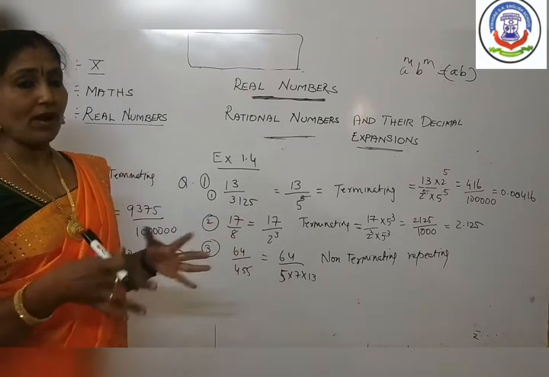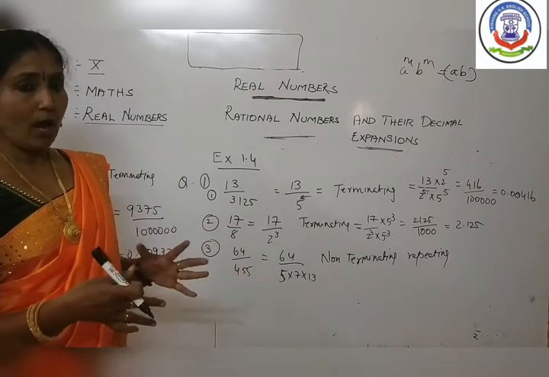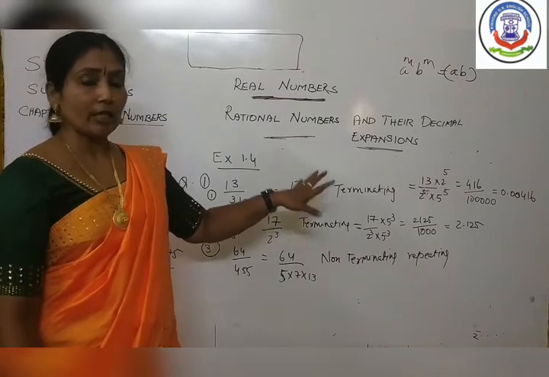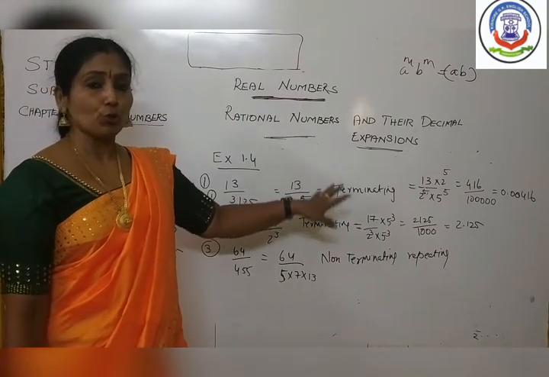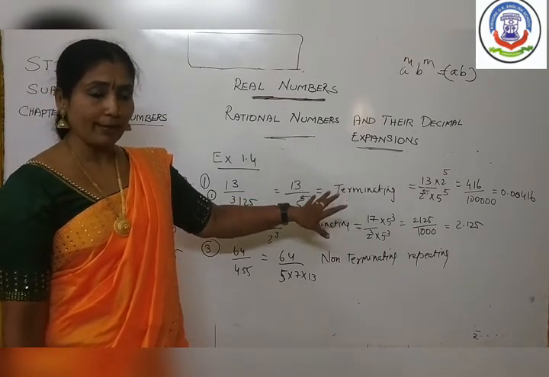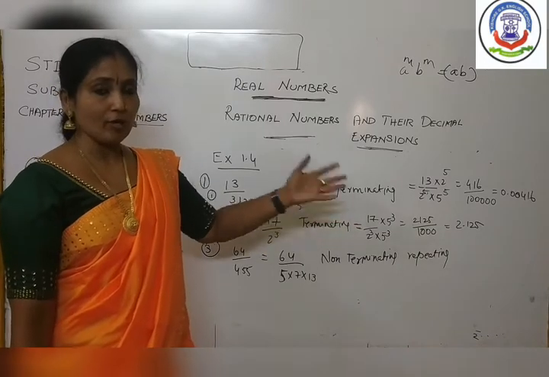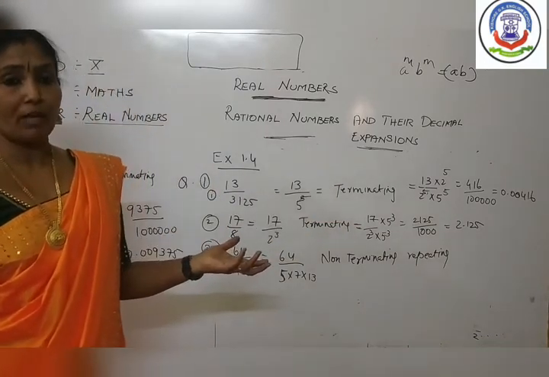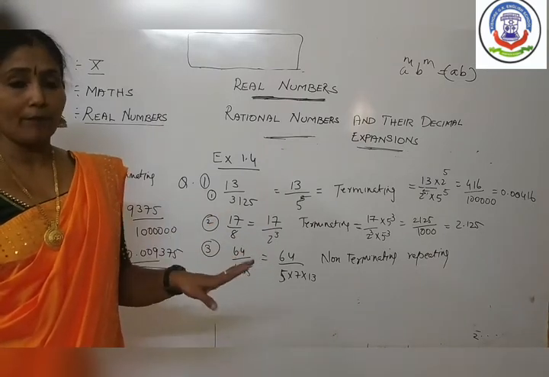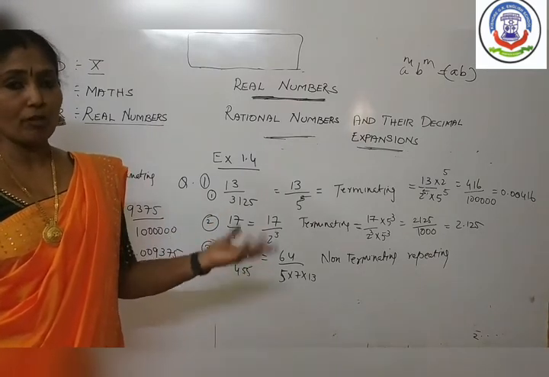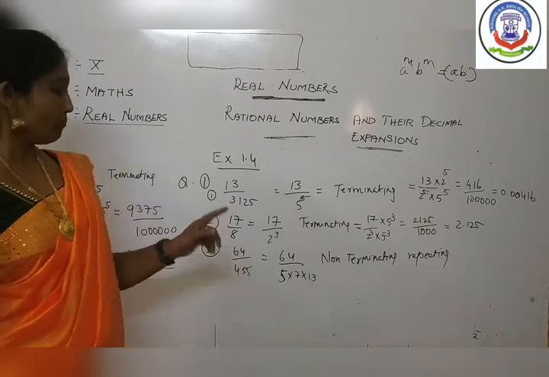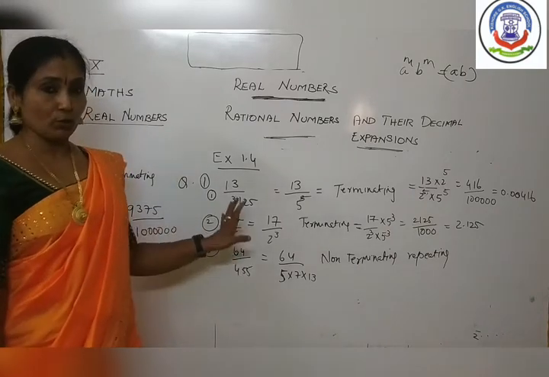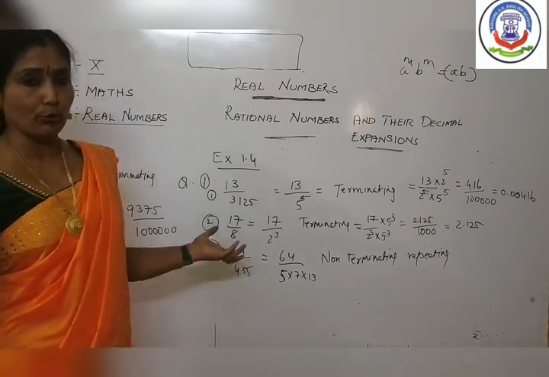We have to prime factorize the denominator and then find out whether it is in the form of 2 raised to m into 5 raised to n. Then we can say that it is terminating. If instead of that, any other factors come along with the prime factorization, it will have a non-terminating and repeating decimal expansion. I have written only 4 questions here. The remaining questions you can do yourself.